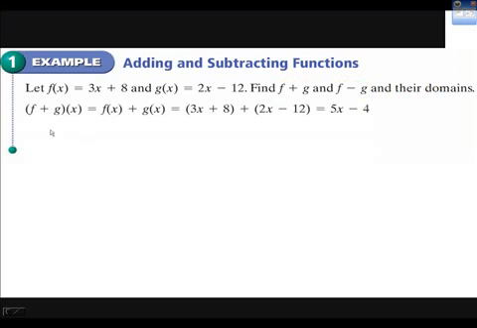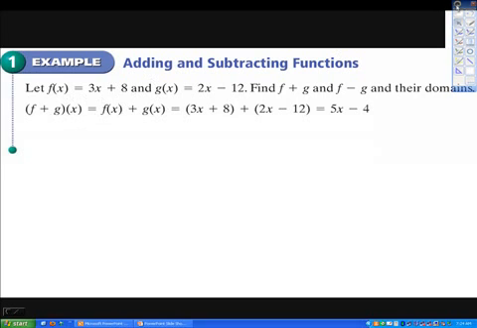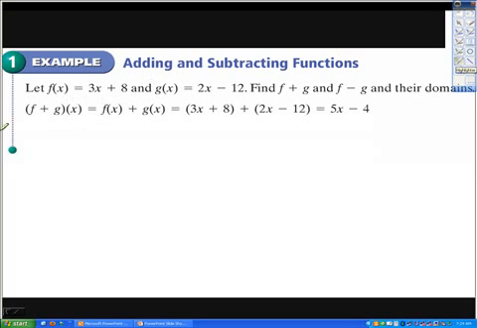All right, f plus g of x is the same as taking the f function plus the g function. Notice the notation here. Notation is how we write things. This notation means the same thing as f of x plus g of x. Well, f of x is 3x plus 8, so we can just replace that with 3x plus 8. g of x is 2x minus 12, so we can replace that with 2x minus 12.